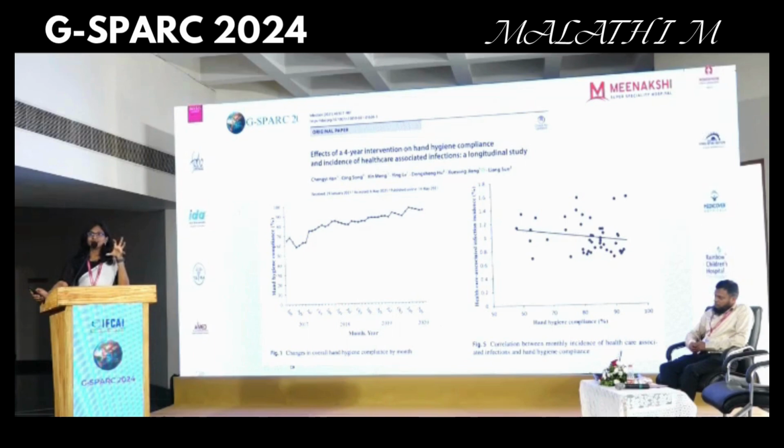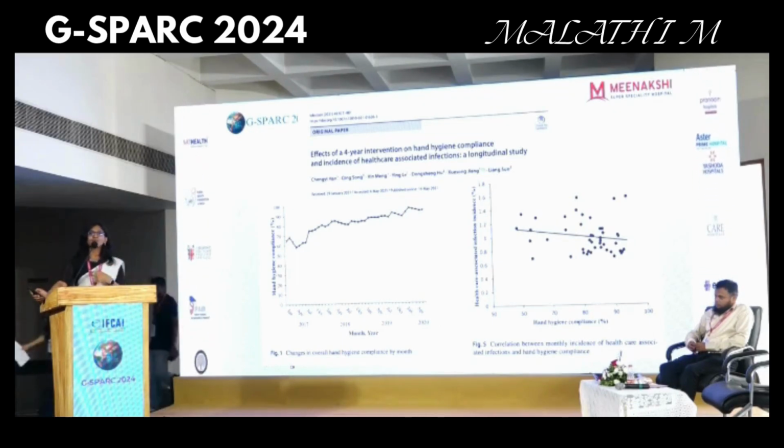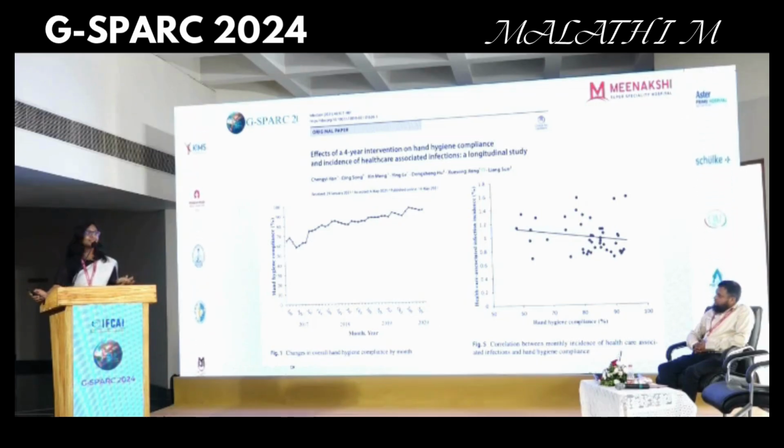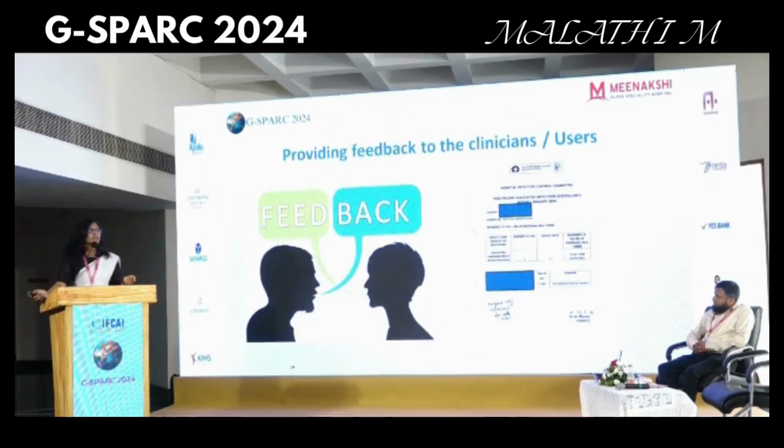So you have to plot the curve. You have to tell them when you started doing hand hygiene, your CAUTI rates are coming down. The length of stay of our patients is coming down. So patients are moving out of your ICUs because of you properly doing hand hygiene. So that kind of motivation with the data will help the clinicians to perform hand hygiene rather than just giving papers with 60%, 70%. So that's very important.